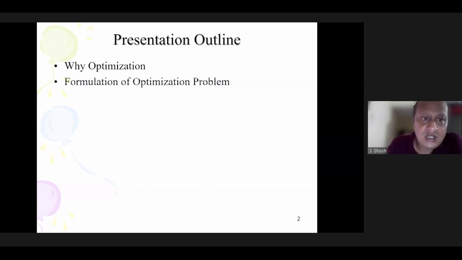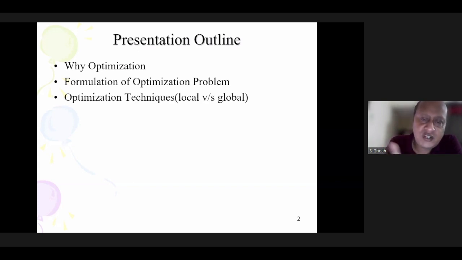Okay, so this is a brief presentation outline. First, I would be discussing why we actually need to go for optimization, and then formulation of the design problem into an optimization problem, how it can be done. So first you have to convert your problem into an optimization problem. And once you have formulated it, what are the techniques that are available to solve that optimization problem? Now, as I have told, those techniques can be broadly divided into two groups.